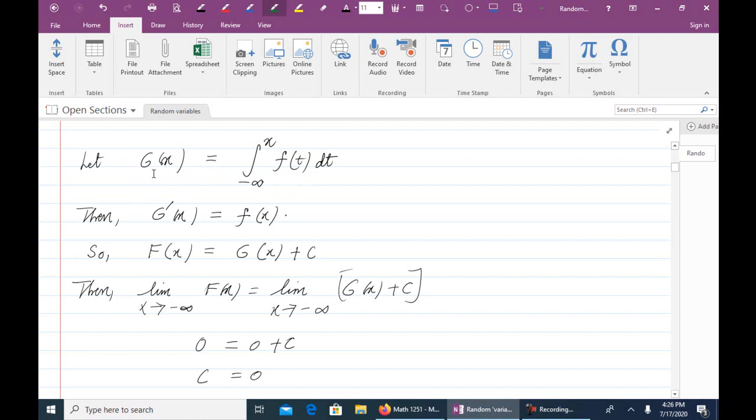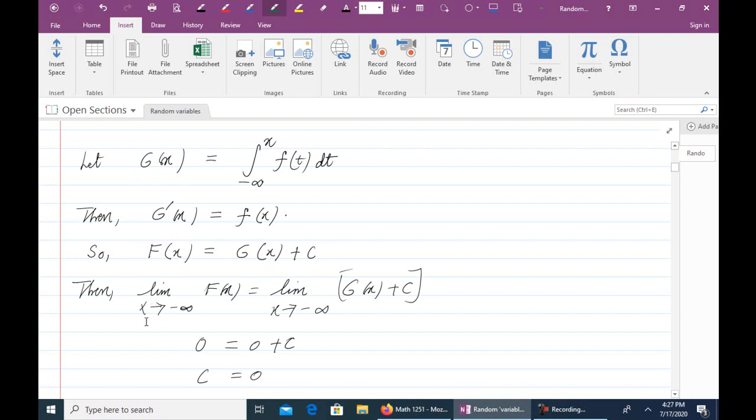Well, from calculus, the fundamental theorem of calculus tells us that capital G is in fact an antiderivative of the PDF f here. So then we also know that the CDF is an antiderivative of the PDF as well. So that tells me that the CDF capital F is the same as the function G plus C for some constant C. So let's now figure out what this C is.